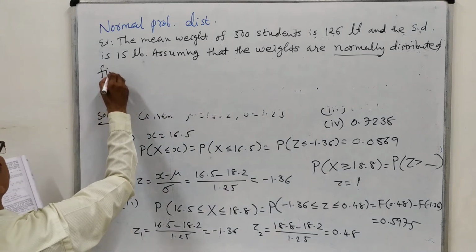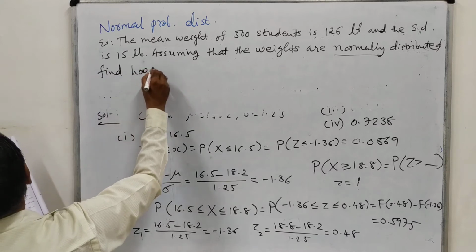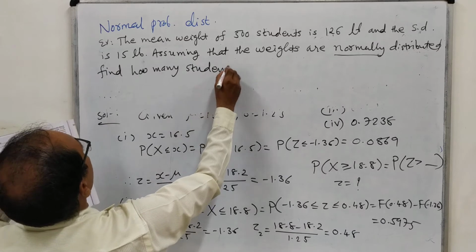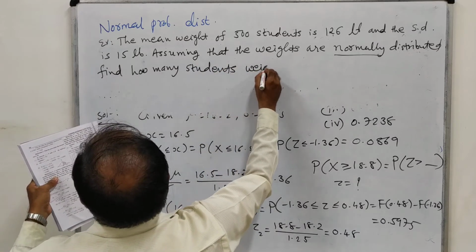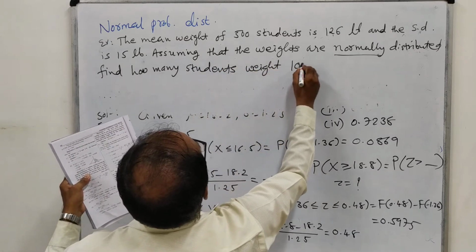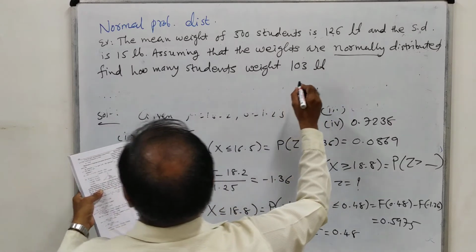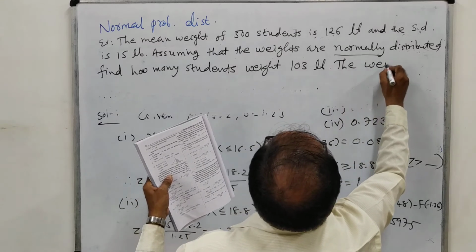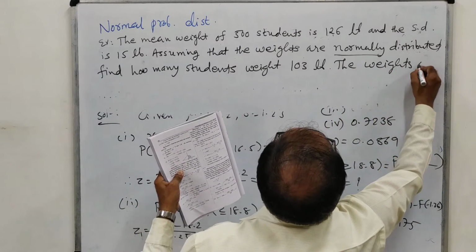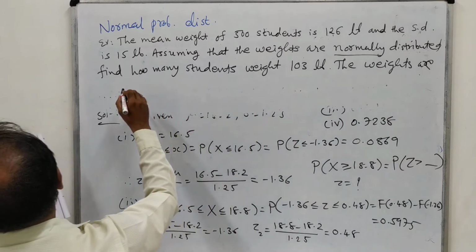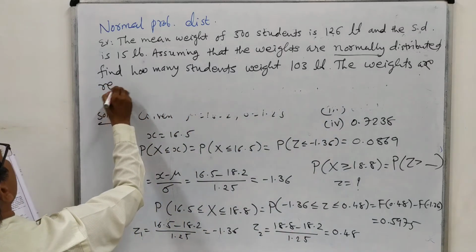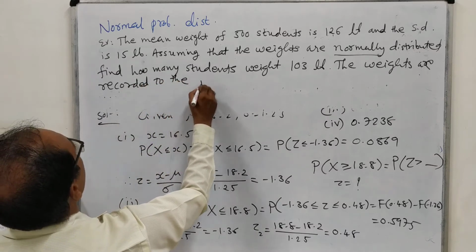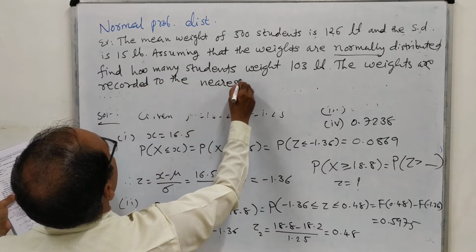Find how many students weigh 103 pound. The weights are recorded to the nearest pound. Recorded to the nearest pound.